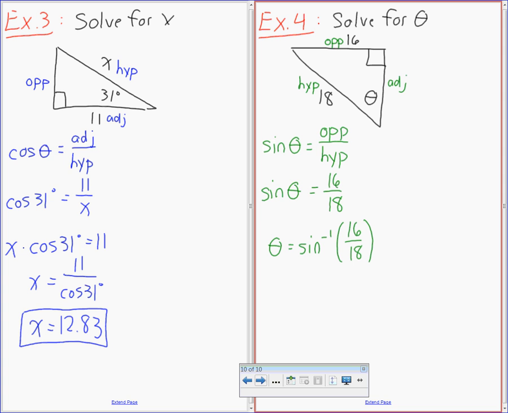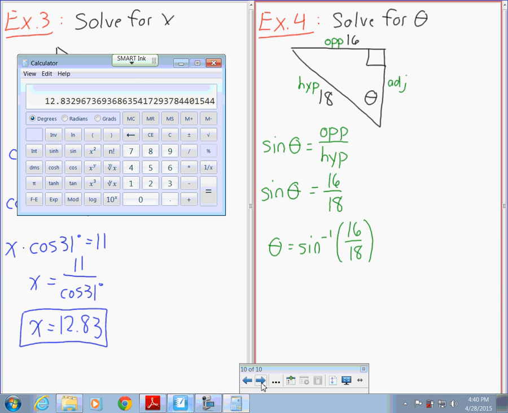How you get that on your calculator: on my old calculator, I would hit clear first of all, making sure I'm in degrees again. I would do 16 divided by 18, and you get a decimal, 0.888 forever. And then you're going to have a shift or a second or an inverse. I have an inverse function right there. And I'm going to do sine inverse, and I'm going to get 62.73 degrees.